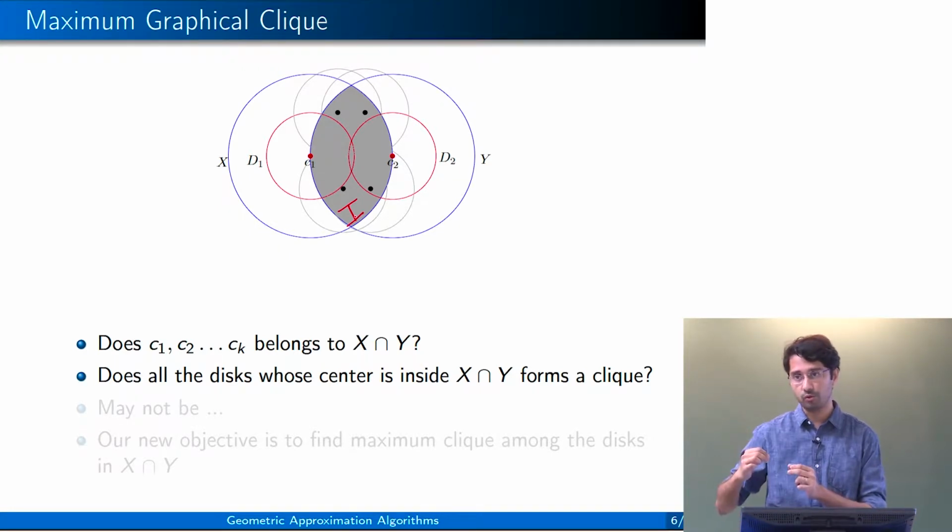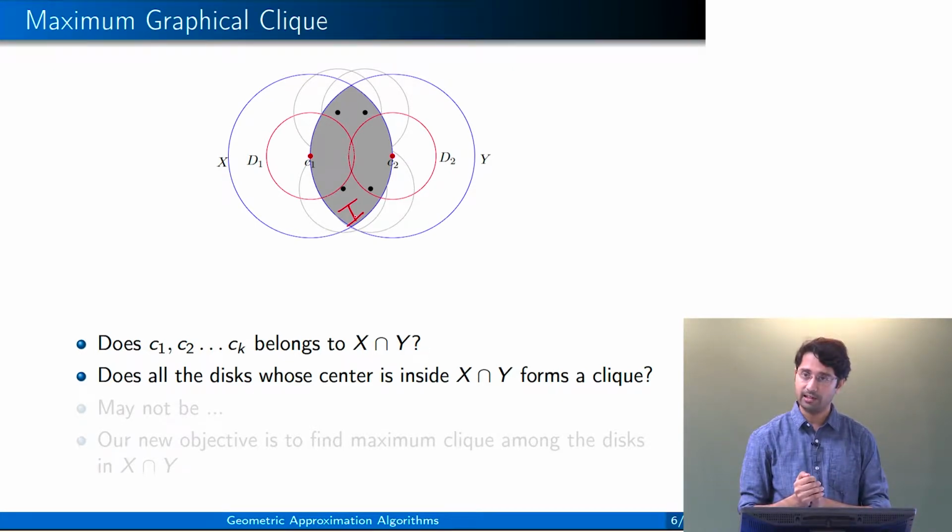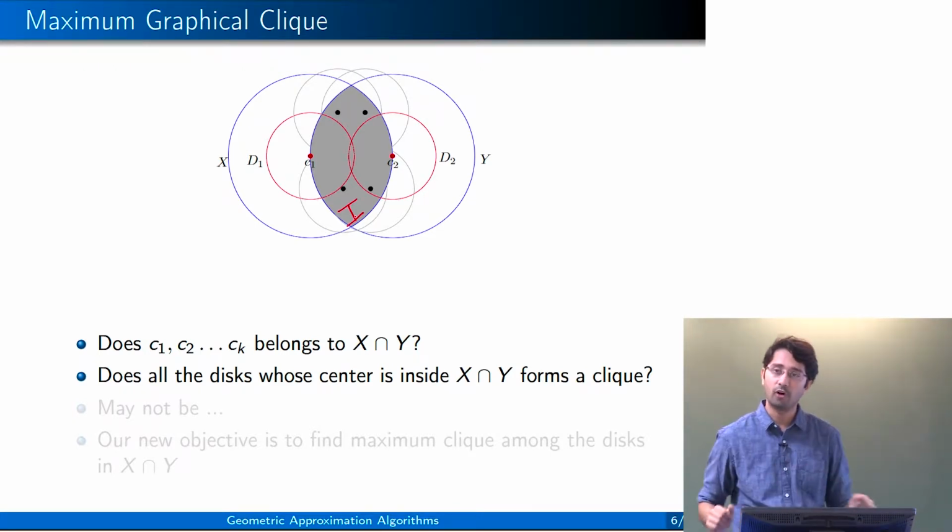But is the reverse true? If I take all the disks whose centers are inside I, will they form a clique?